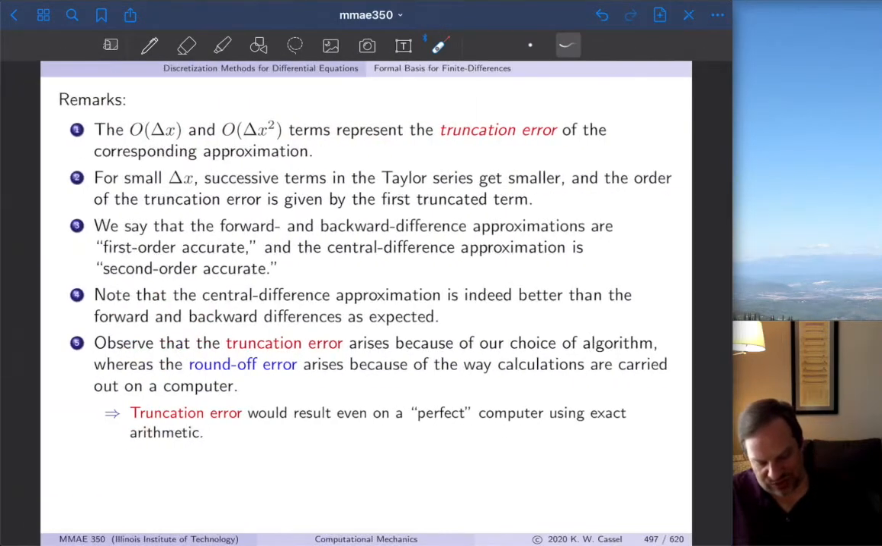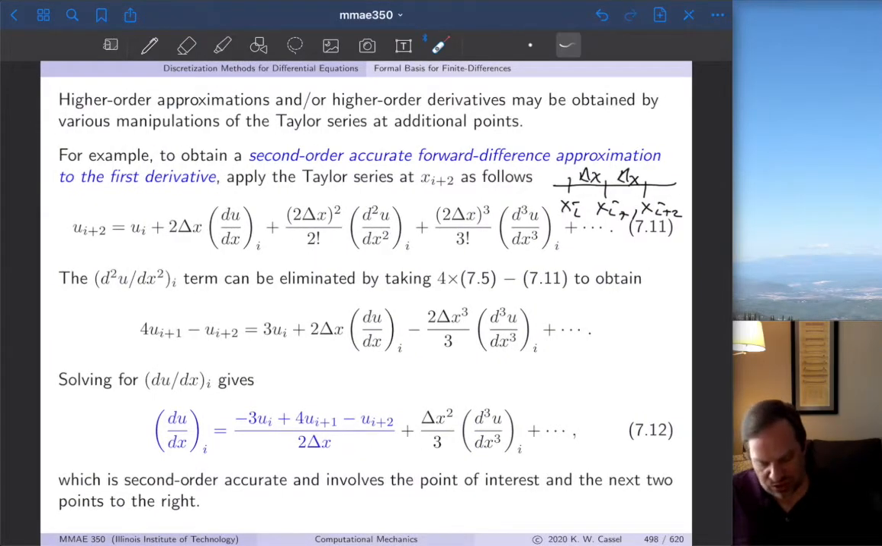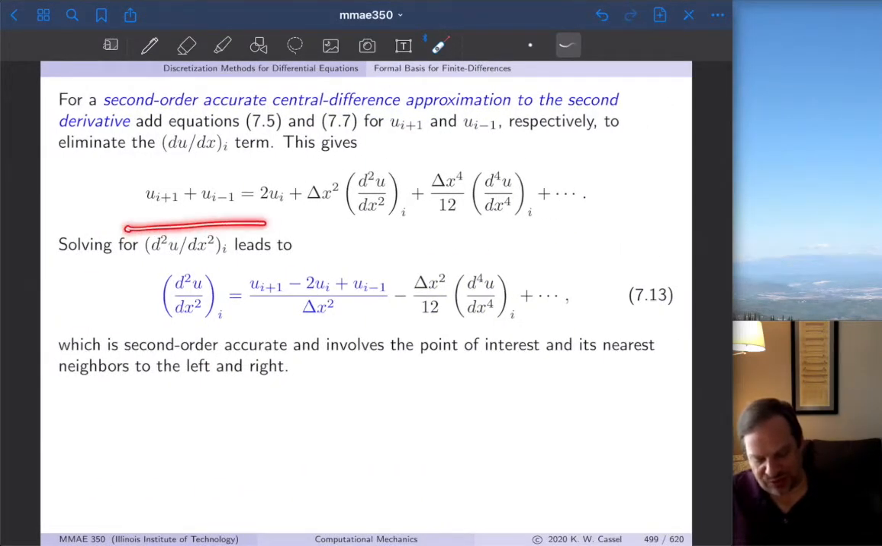In fact, let's go back and just see that. So here's 7.5, and here's 7.7. You'll notice that the first derivative term here is plus delta x, and this one is minus delta x. So if I just add these two together, this term will cancel with this one. Why do I want to do that? Because now the derivative that appears first in my Taylor series is actually a second order derivative. So I can solve for that because I've gotten rid of the first derivatives. So when I add those together, I get this expression right here.